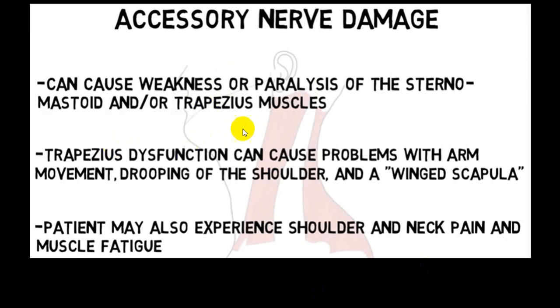Trapezius muscle dysfunction will produce the drooping of the shoulder, affecting arm movement, particularly upward movement, downward movements, and backward. And you will get a prominence of scapula, we call wing scapula. That will be very peculiar. And patient will also experience the shoulder and neck pain and muscle fatigue. That will be quite common.